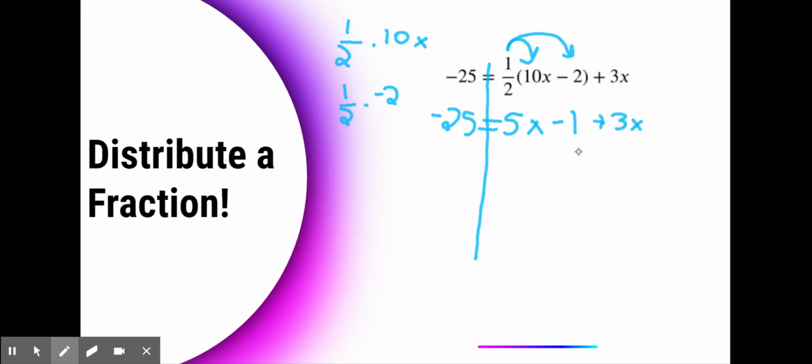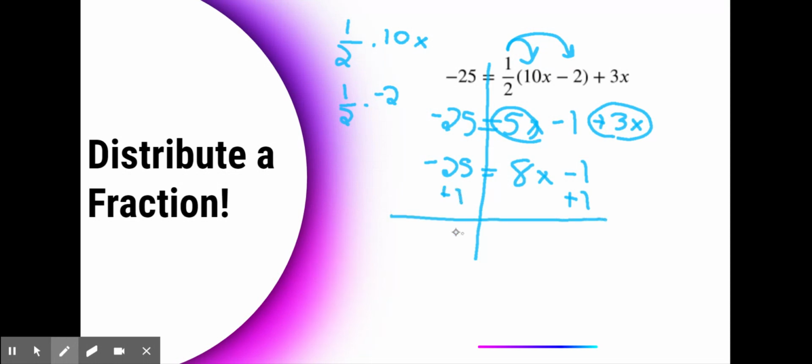So I distribute. Step 2 is combine. So I'm going to copy the negative 25 and the equals. I see 5x and I see 3x. 5x plus 3x is 8x minus 1. Now I'm down to a 2-step equation. So I find my 8x minus 1. I need to take care of that minus 1 first. I'm going to add 1 to both sides. Negative 25 plus 1 is negative 24 equals 8x. It's 8 times x, so I'm going to divide both sides by 8. And x is negative 3.